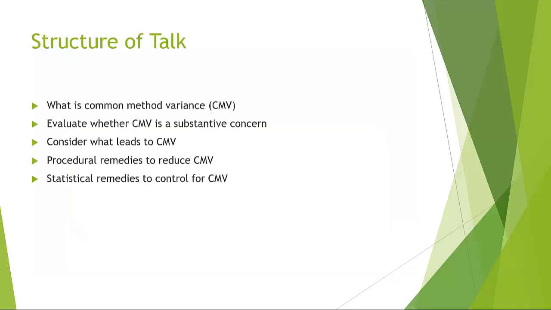The structure of the talk is going to be an overview of what common method variance is, why it's an issue, what leads to common method variance, procedural remedies that can be used to reduce it, and then statistical remedies that can be used to evaluate and then control for it.